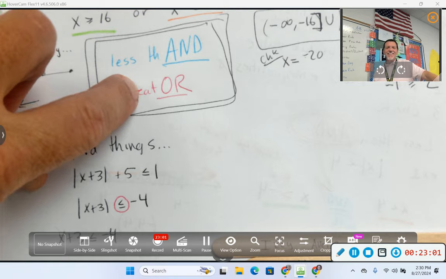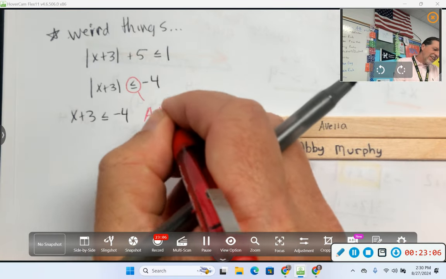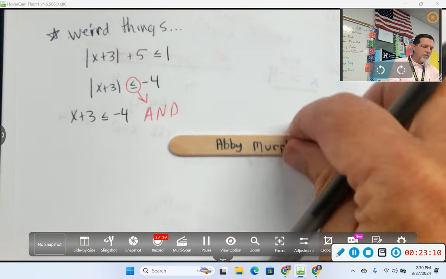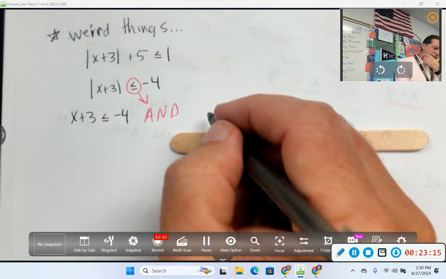Here's our guide, less than and greater. That looks like a less than sign. So this is going to be an "and." So I'm looking for the overlap once I get there. Abby, what's the second inequality going to be?